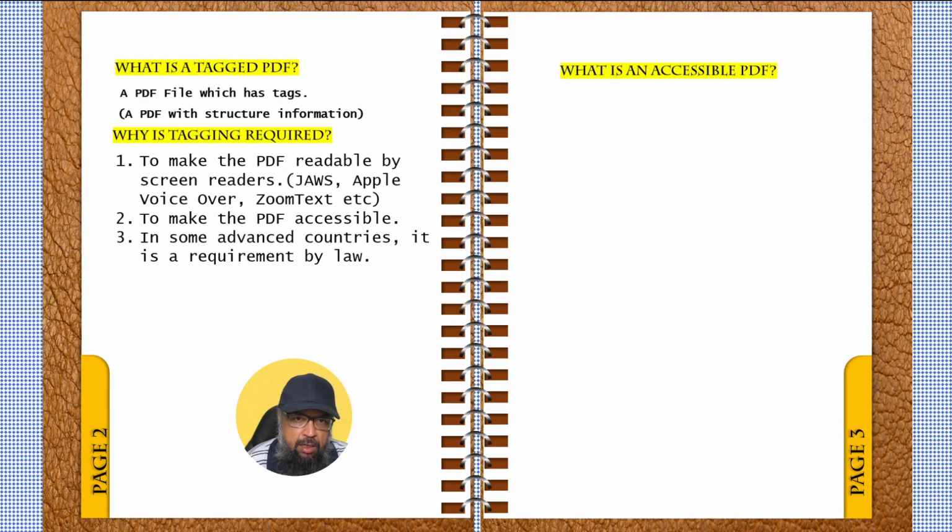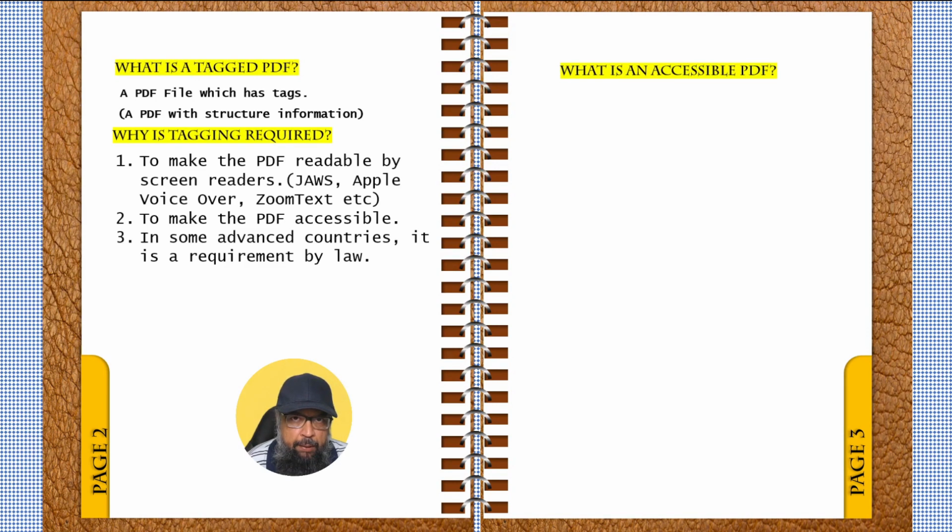Some examples: JAWS is a very famous screen reader. Then Apple VoiceOver. If you have any Apple device, you must have Apple VoiceOver, which is free. JAWS is not free. It has an annual subscription of around $100. Similarly, ZoomText, this is a screen reader. So to make a PDF readable by these screen readers, you must put tags in your PDF.